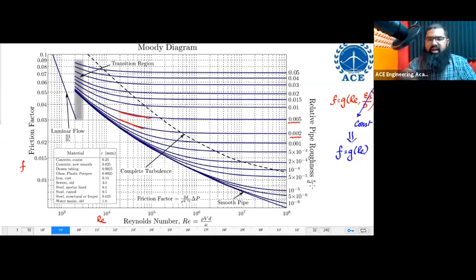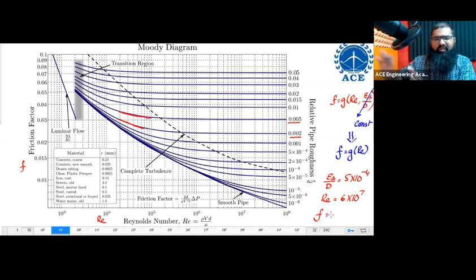Now imagine I say that epsilon s upon d is equal to, let us say, 5 into 10 power minus 4, and the value of Reynolds number is equal to 6 into 10 power 7. I want the value of F. Going to the formula and applying all those things is complicated.